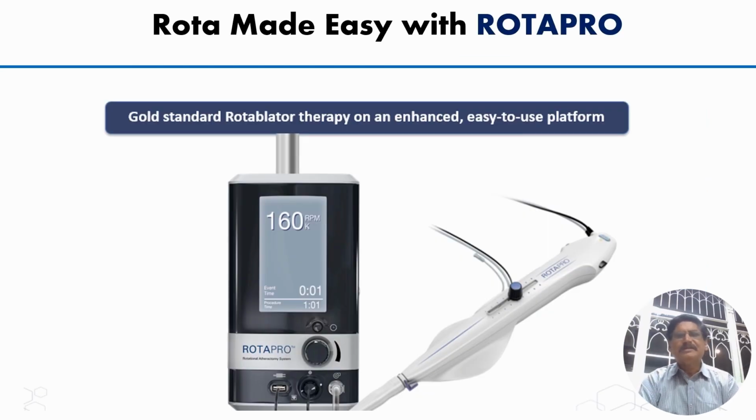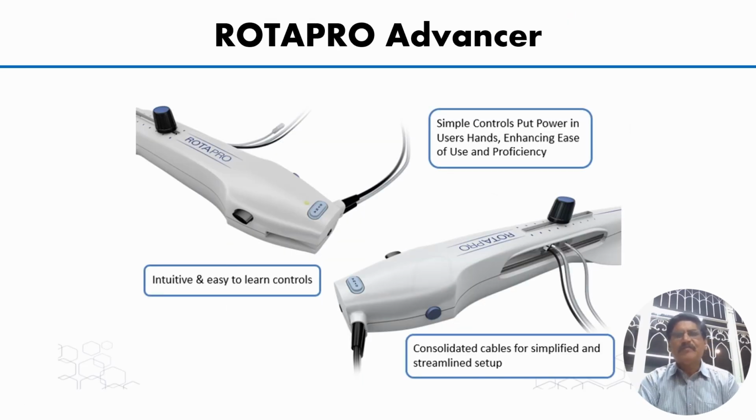And then RotaPro makes rotablation very easy because of its user-friendly nature with handy movements. The advancer is also very user-friendly: with a finger tap you can start the burr, and with a finger tap you can stop the burr also, with easy cables.